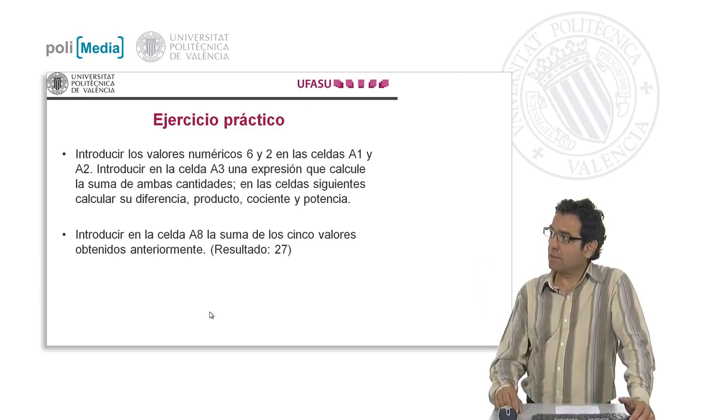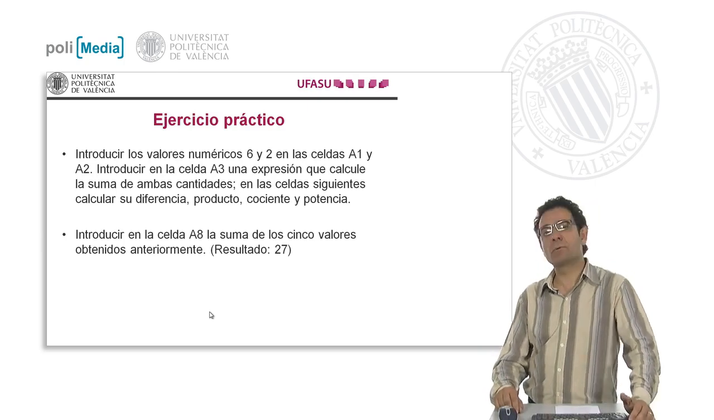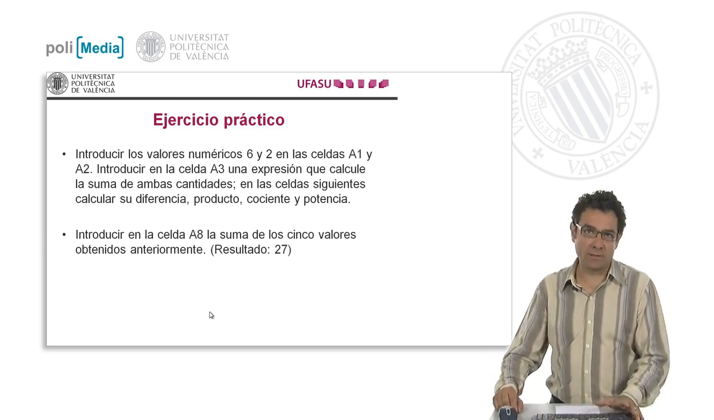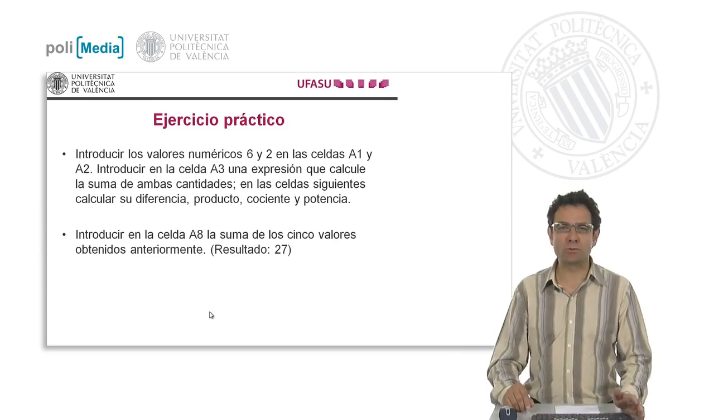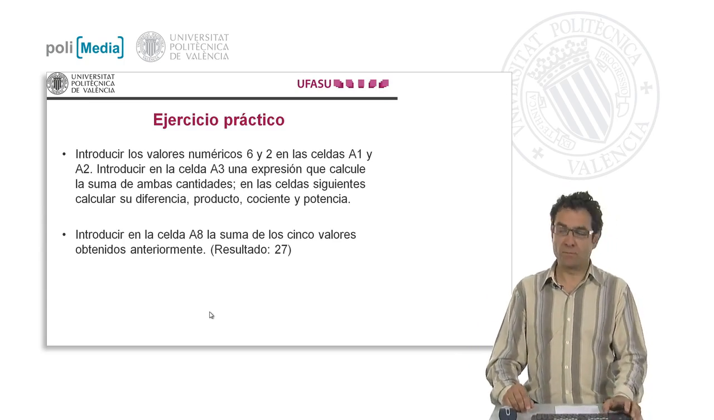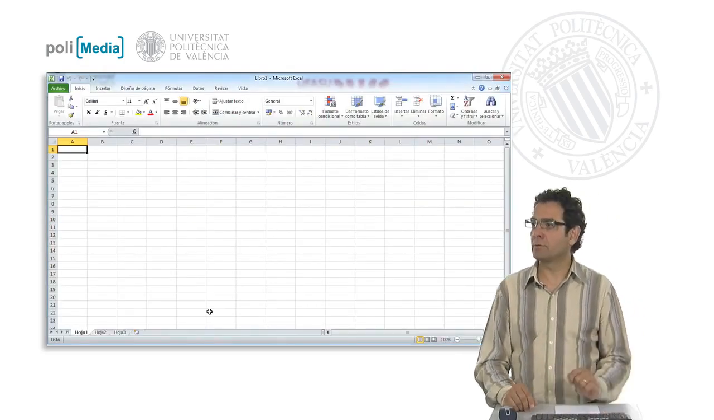Alright, so it also tells us to introduce in cell A8 the sum of the 5 values obtained, and it gives us the clue that the result should be 27. Let's do it! Let's get started by going to the Excel sheet.